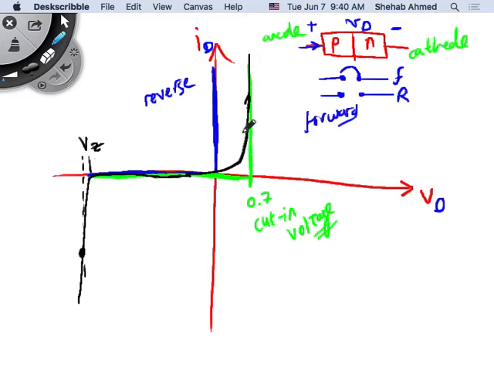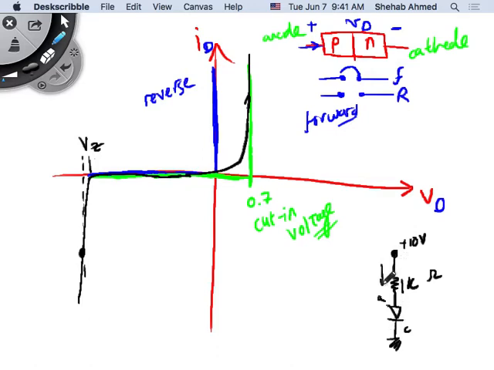How is this going to be governed? By your external circuit. For example, I have a 10 volt power supply here, and I will put a resistor. So it will depend on the value of the resistor. So this is 1 kilo ohm. Then here it's a higher voltage with respect to, this is the anode, this is the cathode. So the anode is at a higher voltage with respect to the cathode, right? Which means that the diode will start conducting.